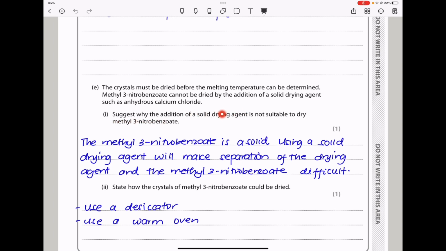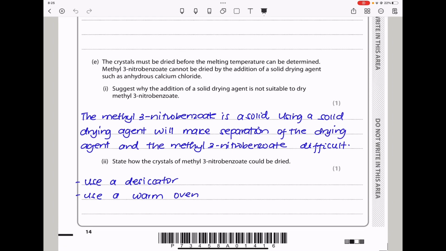It will be difficult to separate the solid drying agent and the product which we have made because they are both crystals. So I say the methyl 3-nitrobenzoate is a solid, and using a solid drying agent will make separation of the drying agent and the methyl 3-nitrobenzoate difficult. The next they say state how the crystals of methyl 3-nitrobenzoate could be dried. This could be using a desiccator or using a warm oven.